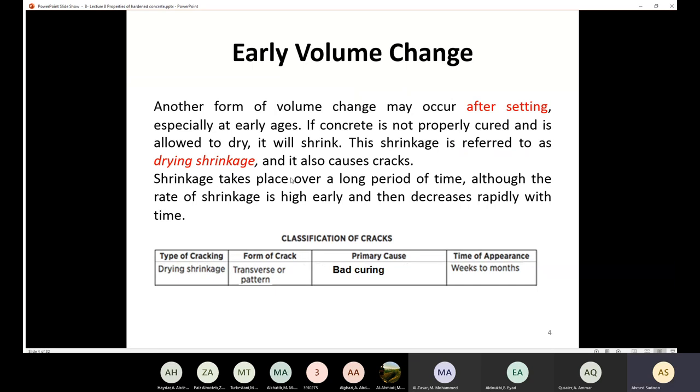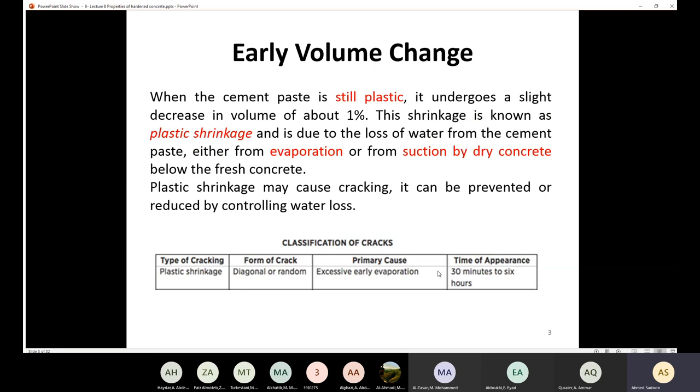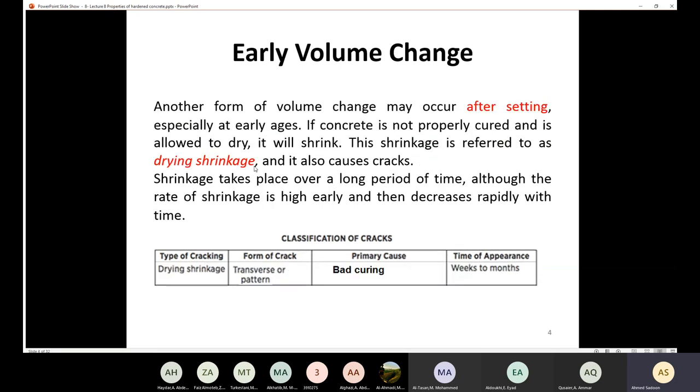So shrinkage takes place over a long period of time. This one is not going to be short like the previous one, between 30 minutes and 6 hours. This one is going to take a lot of time, from weeks to months. The rate of the shrinkage is going to be high early, then decreases rapidly with time. So the drying shrinkage process is very long, but the rate of the shrinkage is high at the early days.